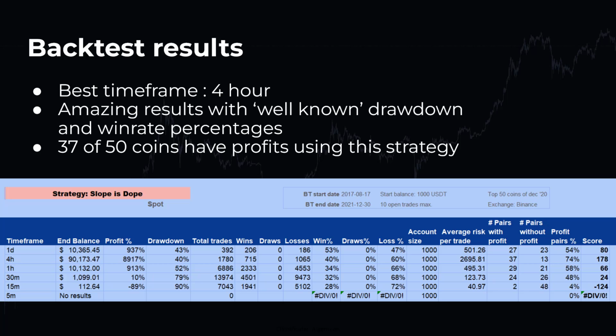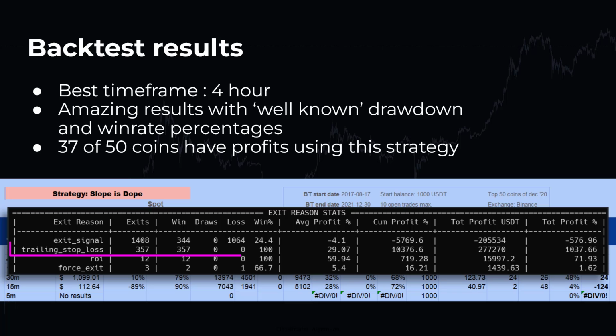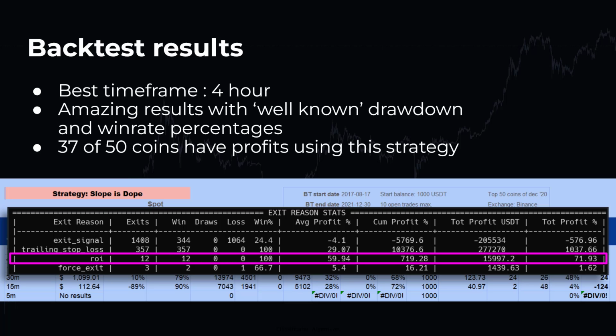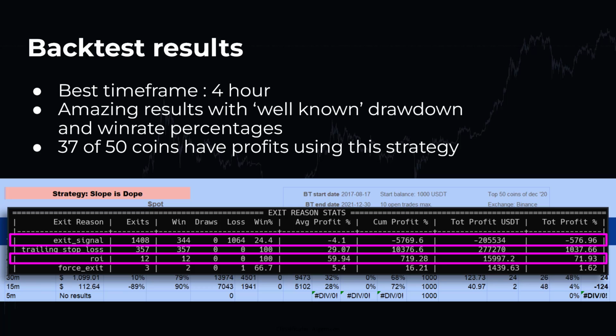I think this is mainly caused by the trailing stop loss set, which had 357 wins with an average profit of about 30%. Another small portion of the profit was due to the ROI setting, and the main cause of loss was the exit signal.